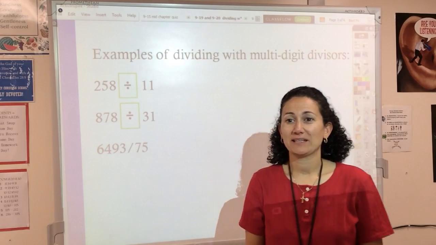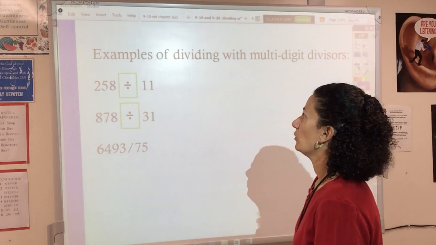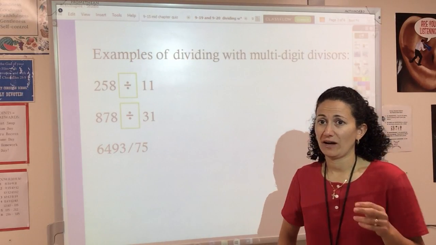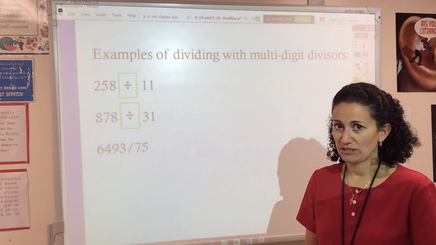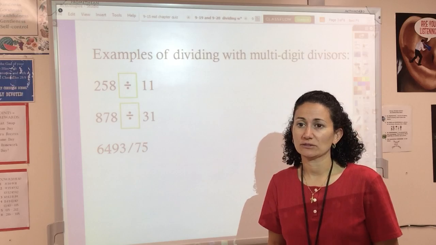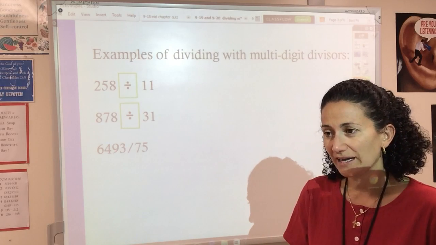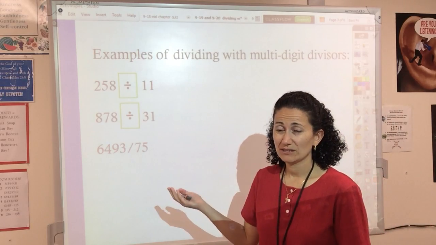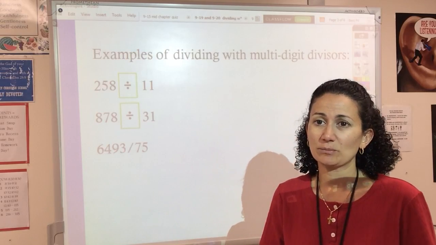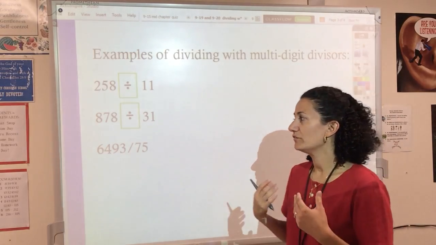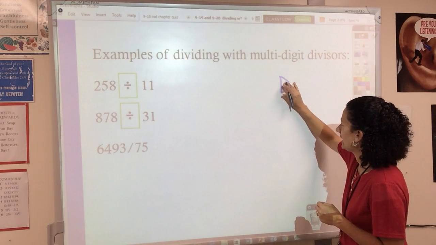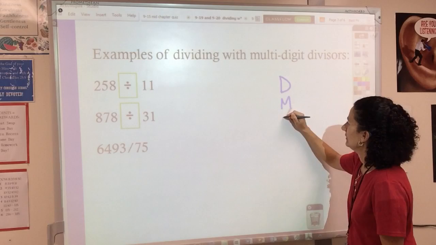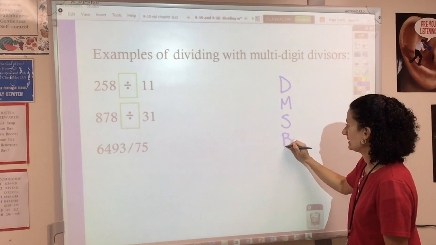Today I'm going to show you how to divide with double-digit divisors. And in fact, we're going to work towards triple-digit and multi-digit divisors. Once you know how to divide with single digits, two digits, everything else just becomes a piece of cake. It's just a matter of following the order of long division. You're going to divide, then multiply, then subtract, then bring down.